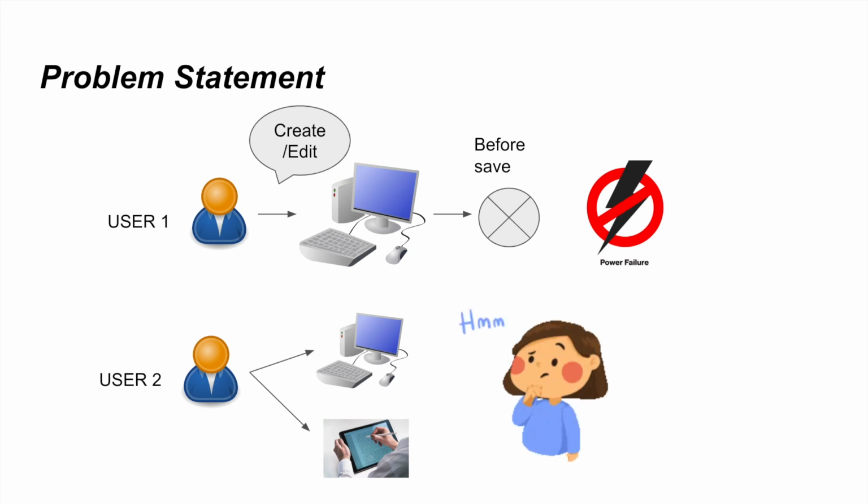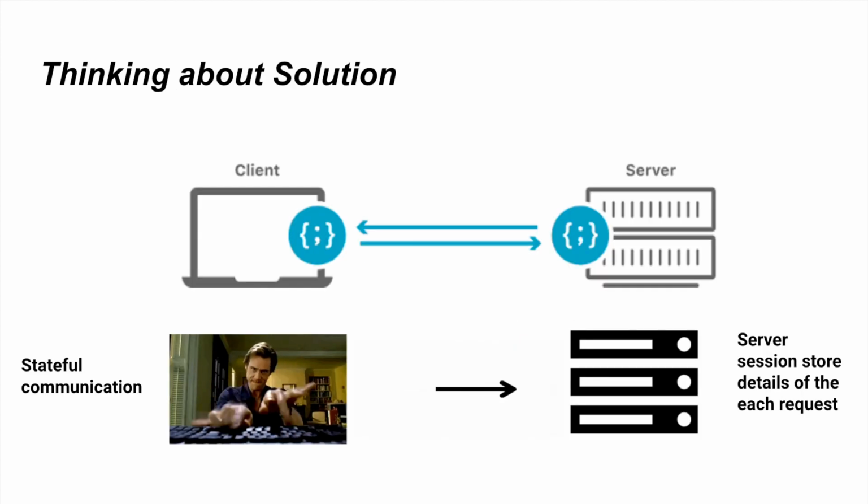So he is thinking about some kind of solution, like is there any way now I can continue my work on the tablet or any other device. So for both of these problems, there is one solution: we have to somehow store the user information in the backend.